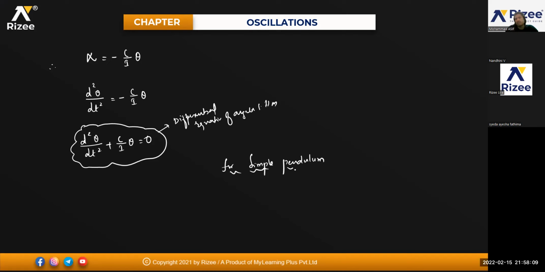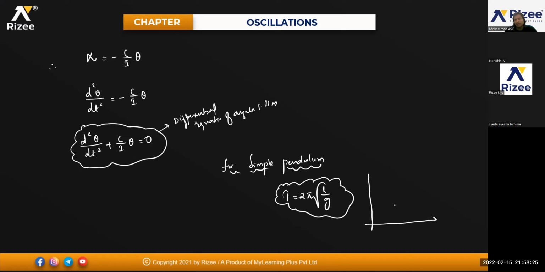So I can write here for simple pendulum, time period will be T is equal to 2 pi under root of L divided by g. For simple pendulum, the time period will be T is equal to 2 pi under root of L divided by g. So if I'm drawing a graph between T versus L, what will be the graph, beta? Can anyone tell me? T versus L. So it will be a parabola like this, isn't it? Because T, how is it proportional to this one, beta? T versus L, it will be like this.